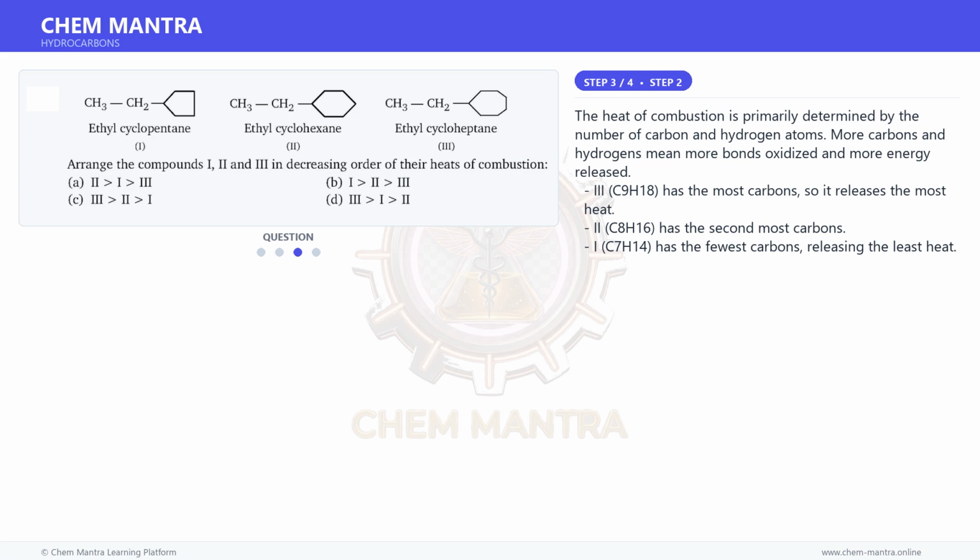3. C9H18 has the most carbons, so it releases the most heat. 2. C8H16 has the second most carbons. 1. C7H14 has the fewest carbons, releasing the least heat.